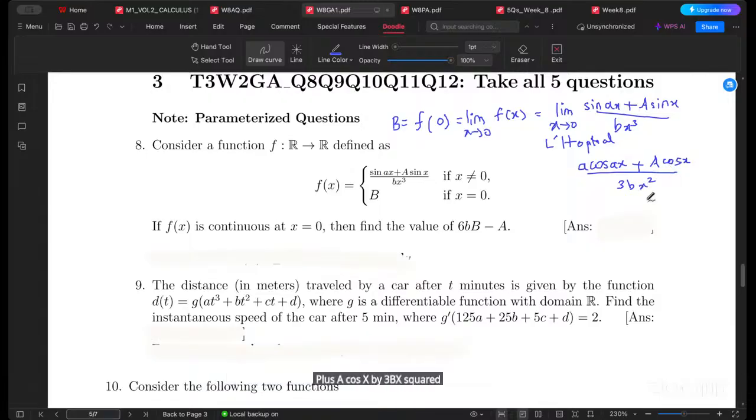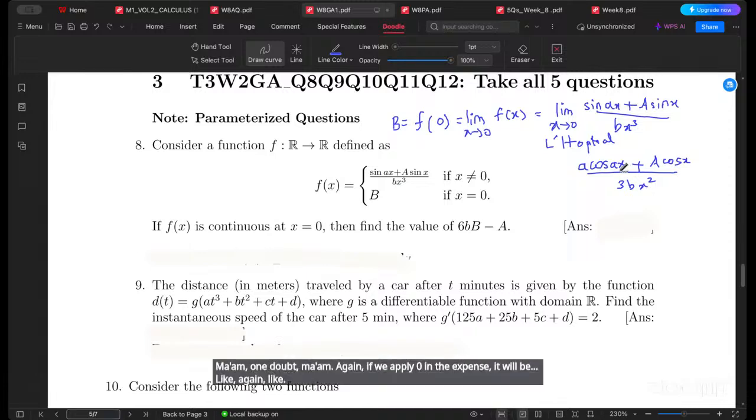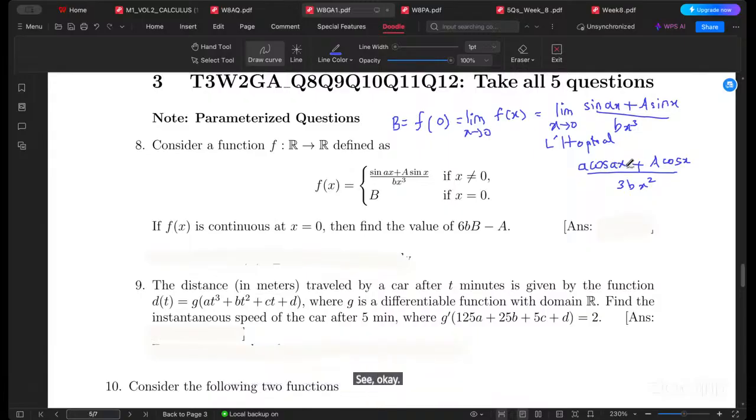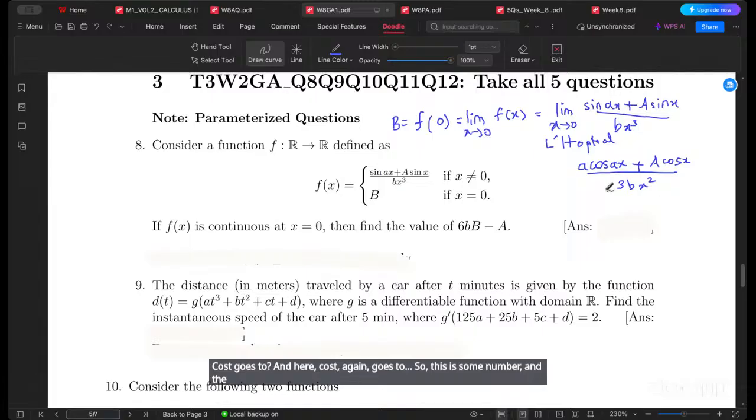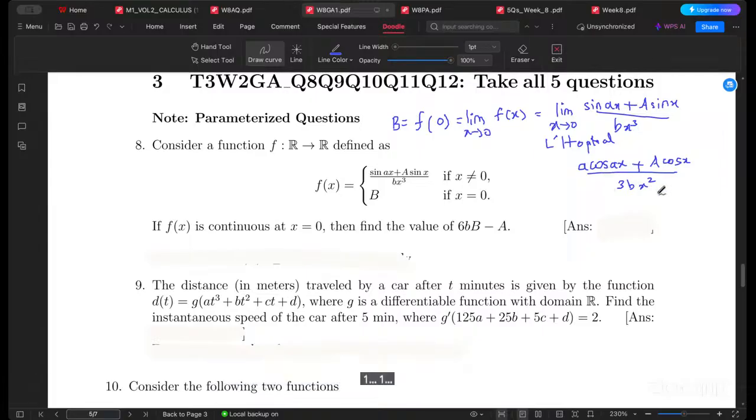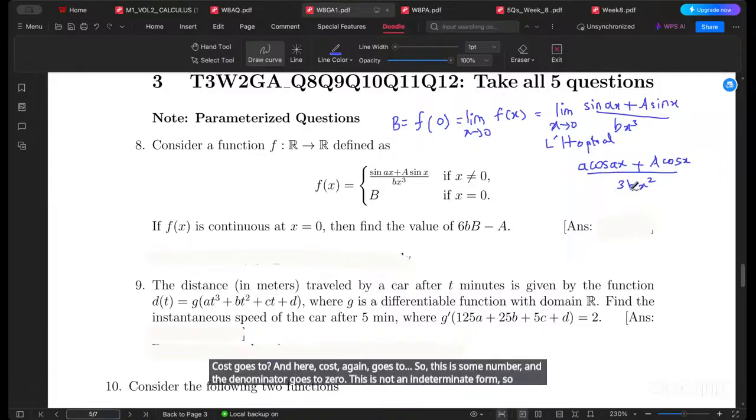Ma'am, one doubt. If we apply 0 for x, it will be something by 0, like infinity, right? See, if you put x equal to 0 here, as x goes to 0, cos goes to 1, and here cos again goes to 1. So the numerator is some number and the denominator goes to 0. This is not an indeterminate form, so L'Hopital cannot be applied again.